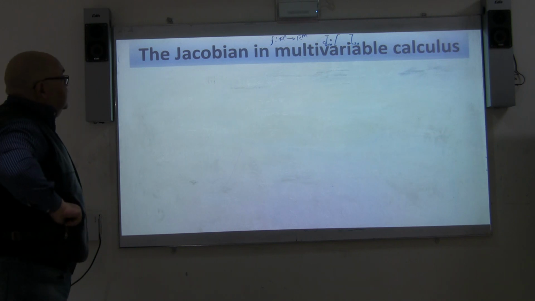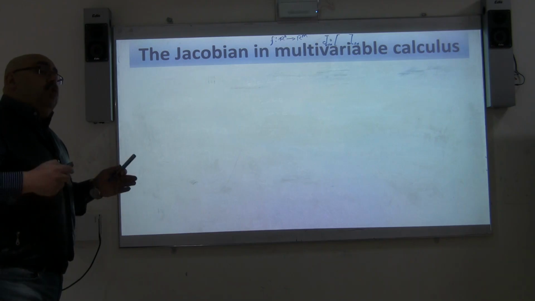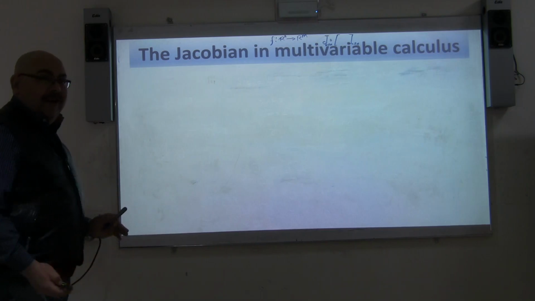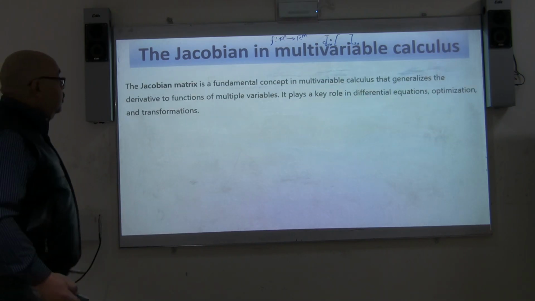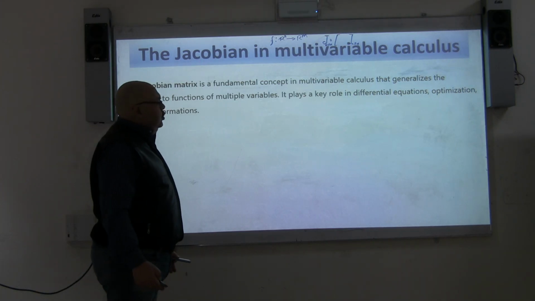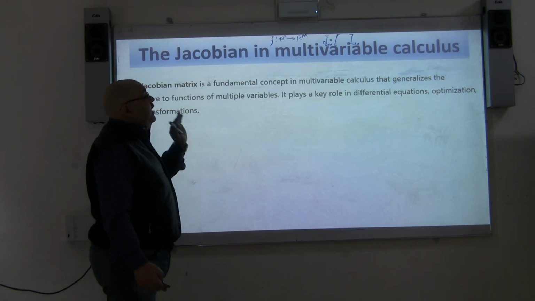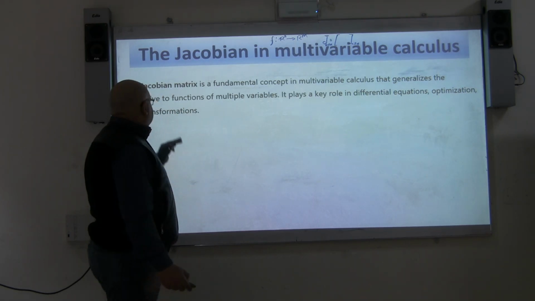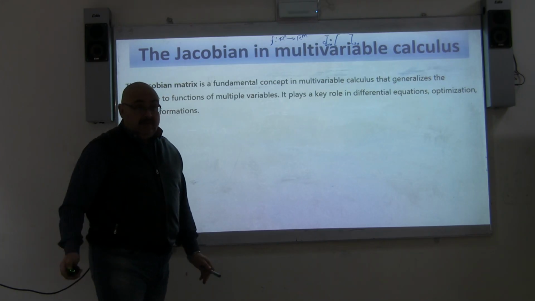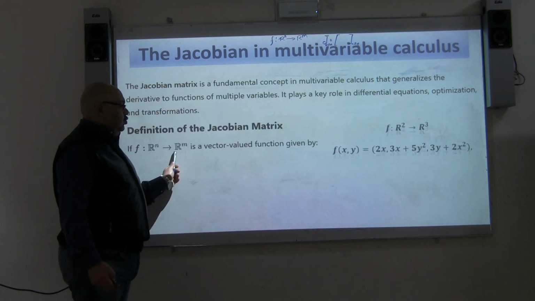Okay, so I will use the Jacobian. It's not up to you. You will use it in case of having functions moving from Rn into Rm. It's all linear algebra, once more. The Jacobian matrix is a fundamental concept in multivariable calculus. It usually generalizes the derivative to functions of multiple variables. It plays a key role in differential equations, optimization, and transformations. This is not the first time that we hear about it. It's from Rn into Rm, as I told you.